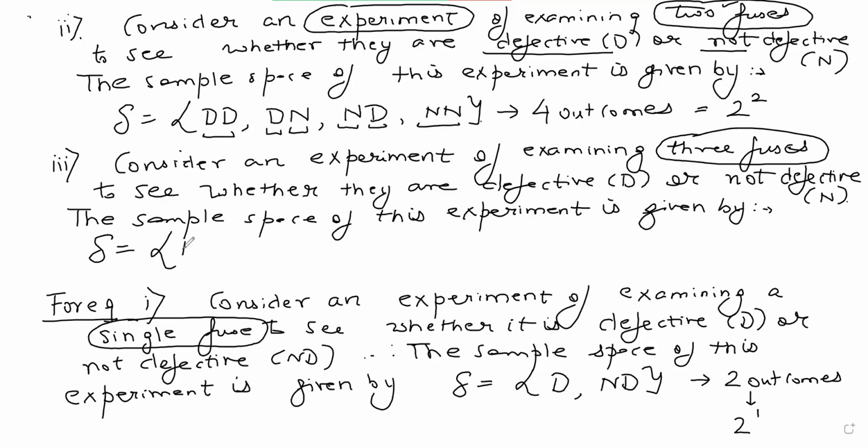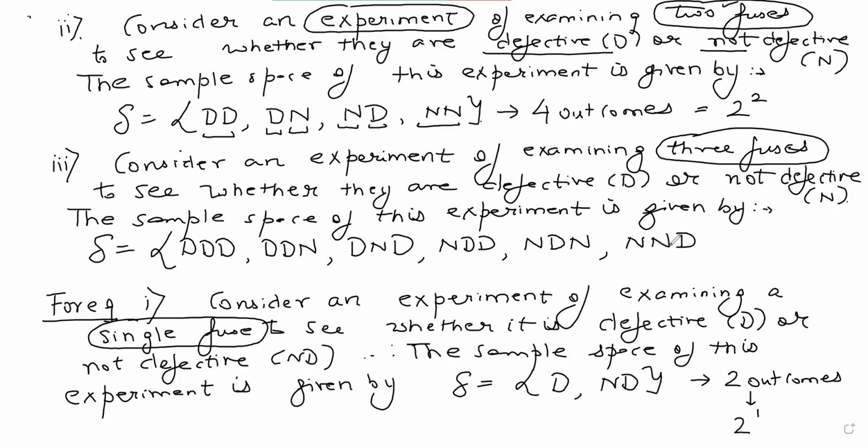One possibility is all 3 are defective. Another possibility is the first 2 are defective, the last one is not defective. Another possibility is first one is defective, second one is not defective, but the last one is defective. Another possibility is first one is not defective, but the other 2 are defective. Another possibility is that first one is not defective, second one is defective, but third one is not defective. Another possibility is first 2 are not defective, last one is defective. Another possibility is that first one is defective, but second and third are not defective. And the last possibility, all 3 are not defective.